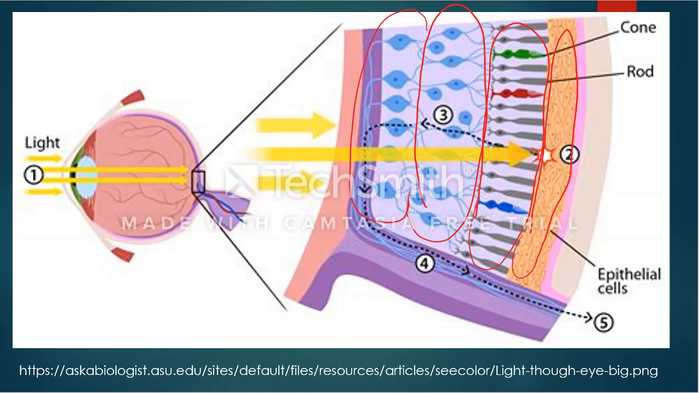Notice again, there are a lot more rods than cones. Another thing to take notice of is that the light actually goes through the ganglia, the bipolar cells, and most of the rods before it actually gets to this little part here at the tip of the rod or the cone where the phototransduction actually occurs.